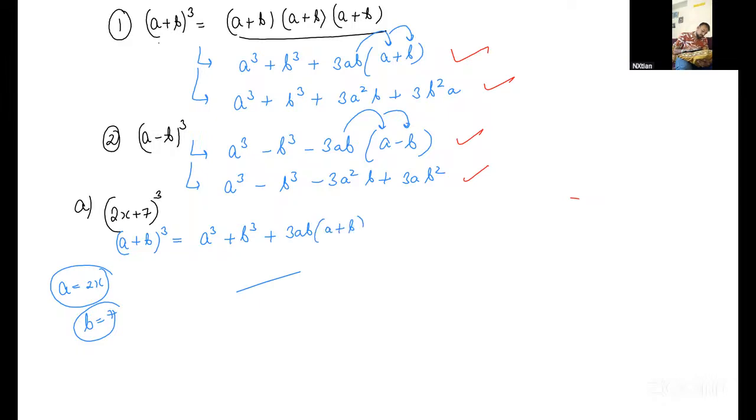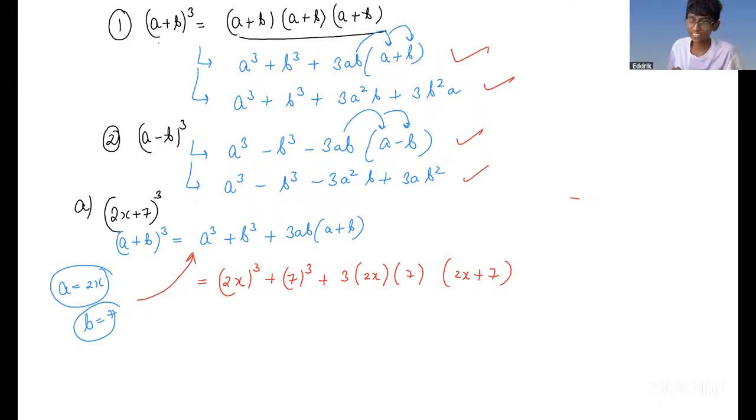So what will I do? I will put the values into this. For example, it will become (2x) cube plus 7 cube plus 3 into 2x into 7, in the same way into (2x plus 7). Understood, guys, what I'm doing? Simeon, did you understand? Bethia, did you understand? Yes, sir, I already got it.